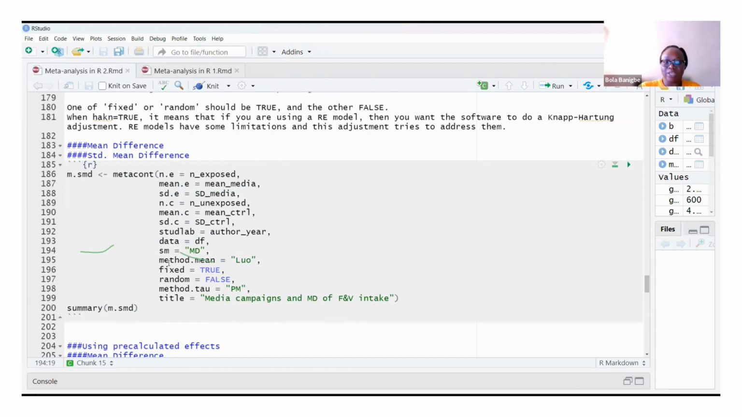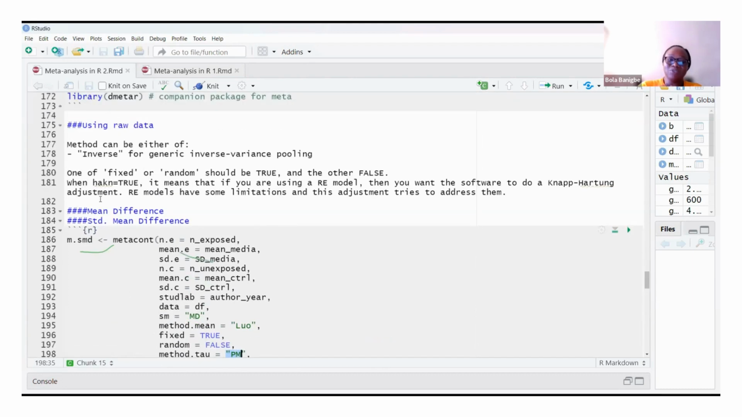Like we learned last week, you have to choose one meta-analysis approach, either fixed effect or random effect. So one has to be true and the other one will be false. And then the method.tau is PM. It's a long name. So what I can do is put the R documentation for this command in the chat so that you can read the different methods that can be specified. I tried to memorize the PM, but I keep forgetting.